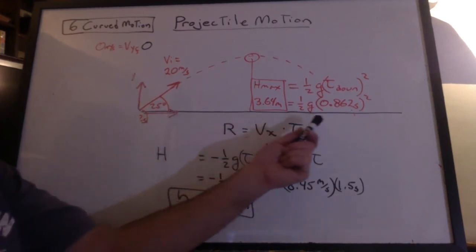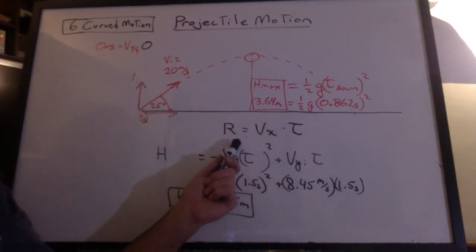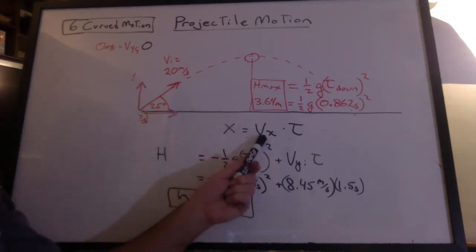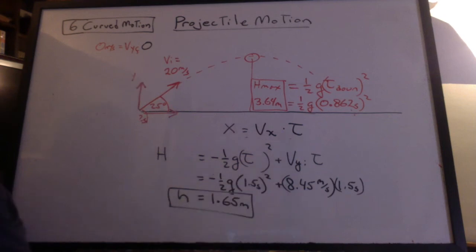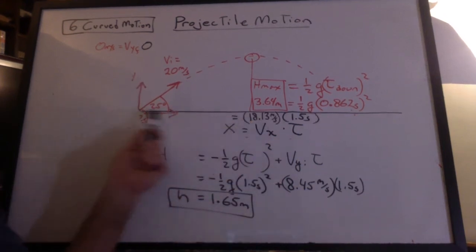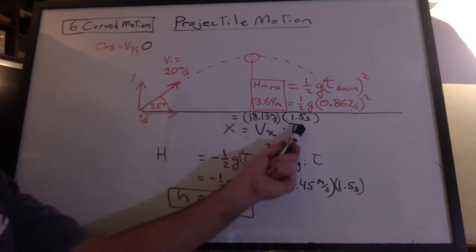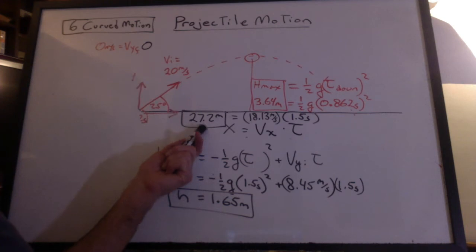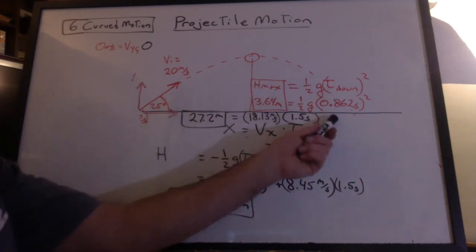Exactly where along here? Just use this formula. You can just find the x value from the horizontal velocity times whatever time we're at. So we're traveling 18.13 meters per second horizontally for 1.5 seconds. Yeah, we get 27.2 meters, so we're almost all the way back over here.